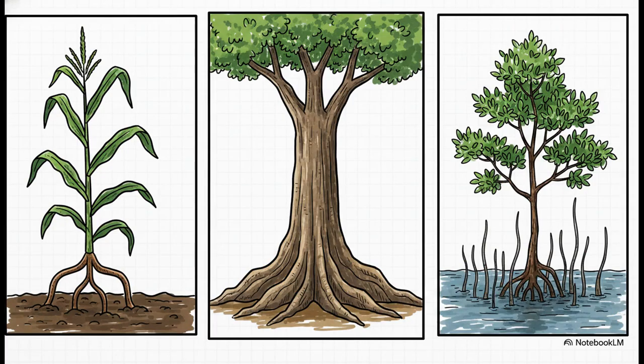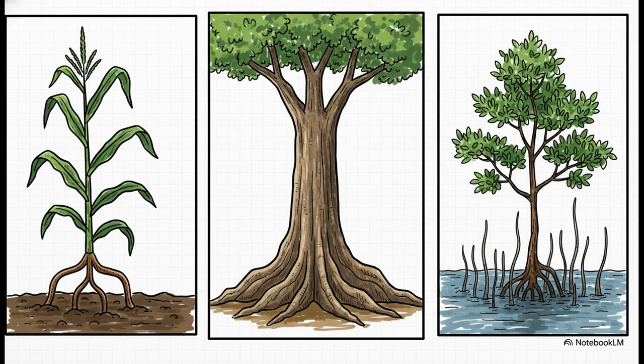And get this, some roots actually grow above the ground. We call these aerial roots. For example, corn plants grow what are called prop roots. They grow from the stem down into the soil, and they act like little kickstands to give the tall plant extra support. In tropical rainforests, huge trees develop buttress roots, which look like giant braces at the base of the tree, giving them stability in shallow soil.